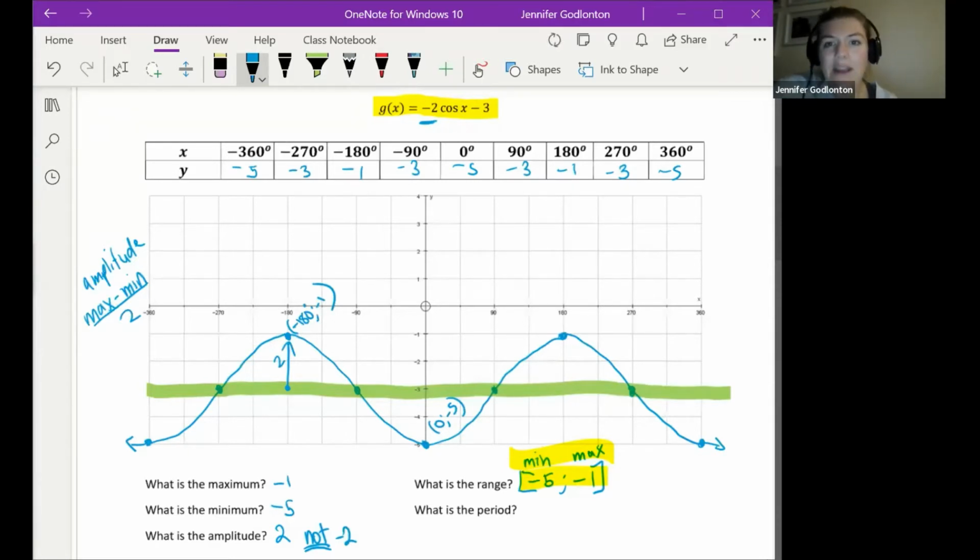Okay, what is the period? I'm not trying to trick you here. There is no b value. It is just 360 degrees. Okay, great. So this is just recapping what we did on Tuesday.